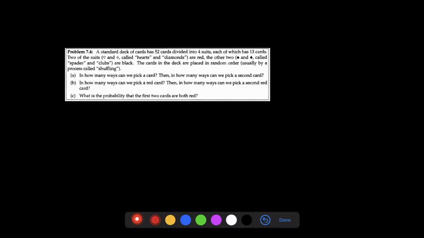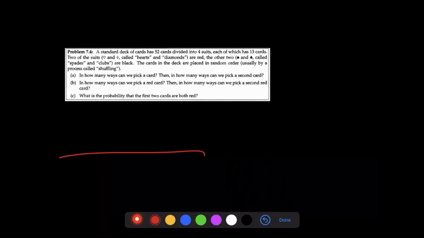So now let's go into a more complicated problem. A standard deck of cards has 52 cards divided into 4 suits, each of which has 13 cards. 2 of the suits, hearts and diamonds, are red, and the other 2, spades and clubs, are black. The cards in the deck are placed in random order, usually by a process called shuffling. What is the probability that the first 2 cards are both red? Since all choices for the first 2 cards are equally likely, we need to count the total number of possibilities and also the number of ways that both can be red. So it's just our success over total formula.